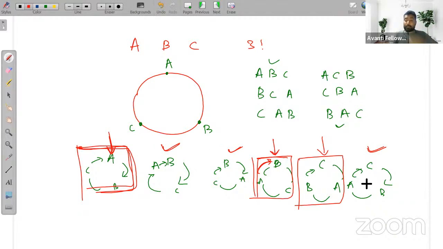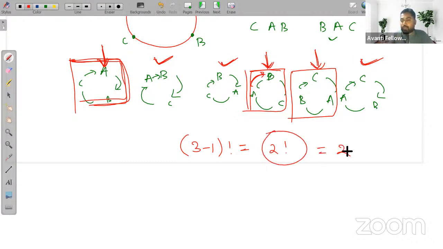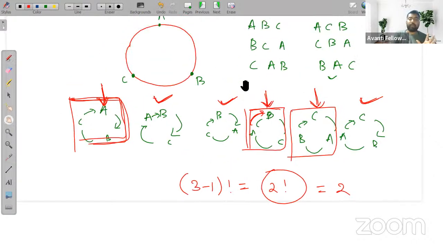So in total, in the circular system, in how many ways can we arrange them? That is not 3 factorial, it is (3 minus 1) factorial ways, that is 2 factorial. Yes, 2 different ways. This is one arrangement and this is one arrangement. So in total 2 factorial ways, only 2 ways we can arrange them in a circle.